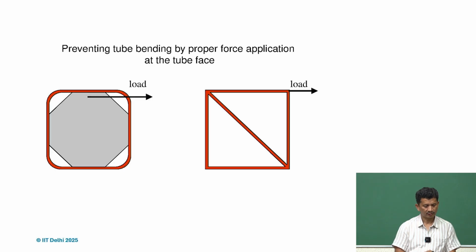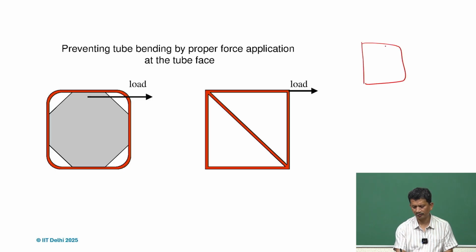So if we want to use even tubes, closed tubes, in torsion, how do we apply the loads? Usually there will be opposite loads applied at the ends, and suppose it's just like this and you apply load like this, it tends to deform.